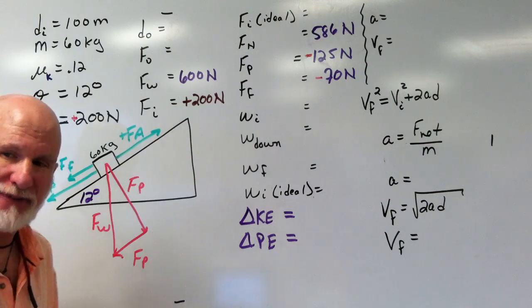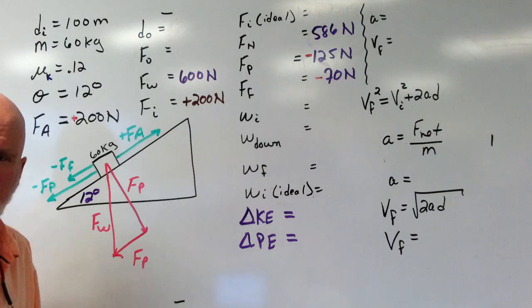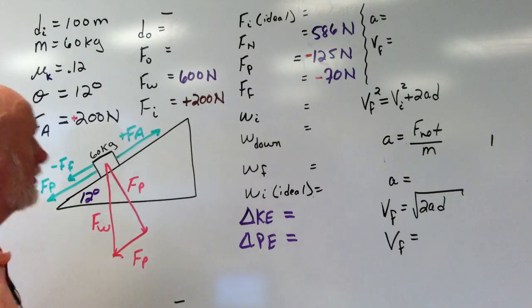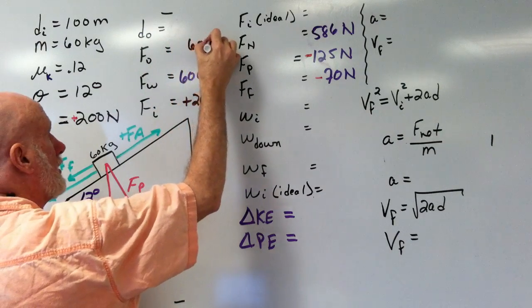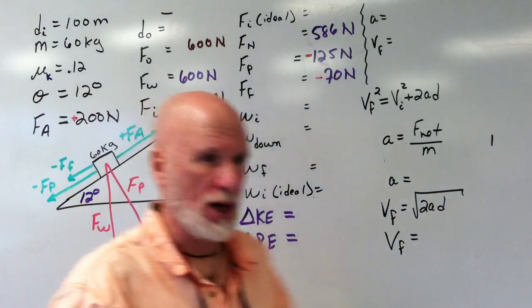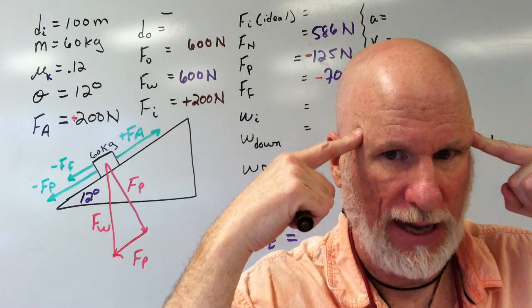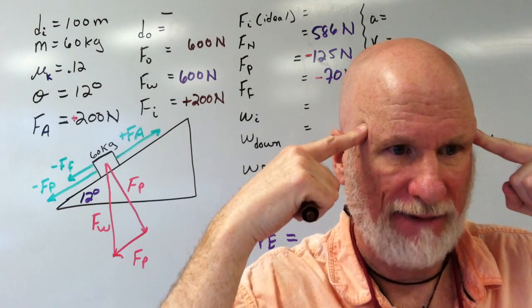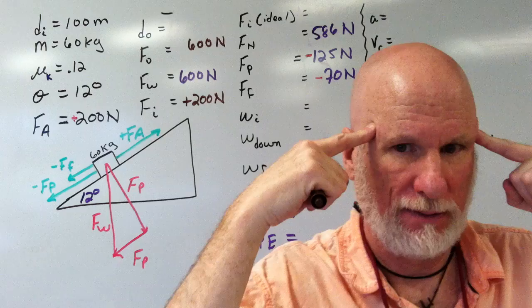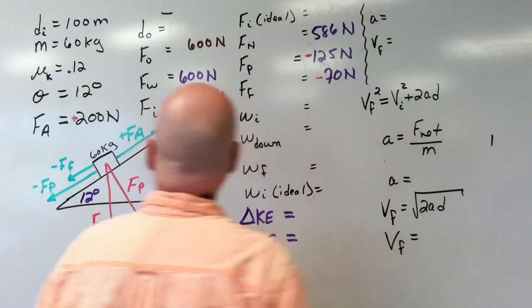What's FO? F output. What is that? 600 newtons. Very good. How is that found in this equation? FO is always the FW. FO is FW. FA is FI. All right, what else can we do?